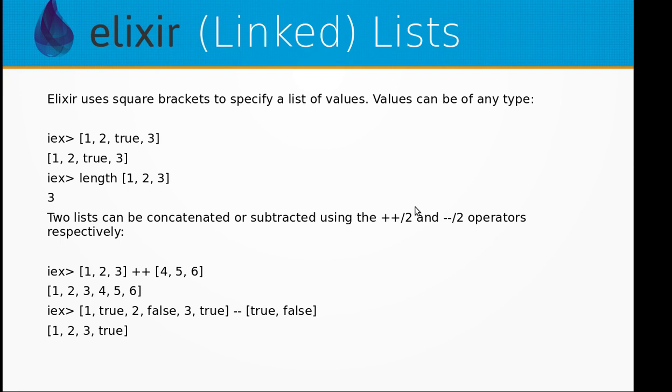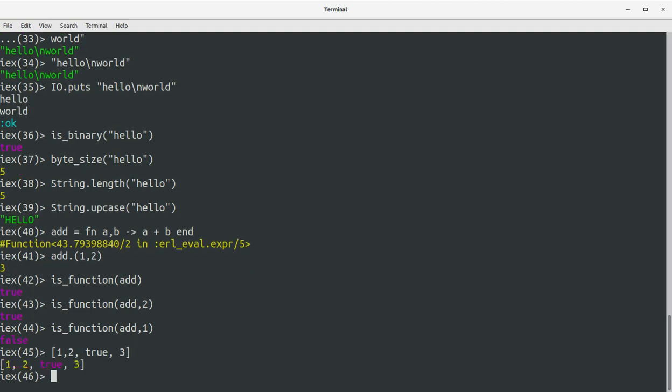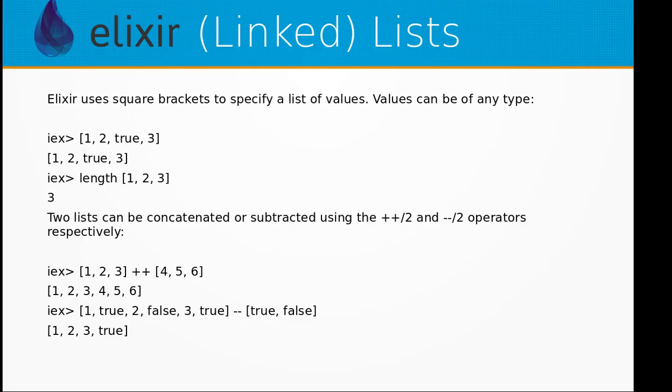Now let's look at linked lists in Elixir. Elixir uses square brackets to specify a list of values. Values can be of any type. So I can define a list here: [1, 2, true, 3]. As you can see, I have integers and a boolean value true in my list. So the list is created.